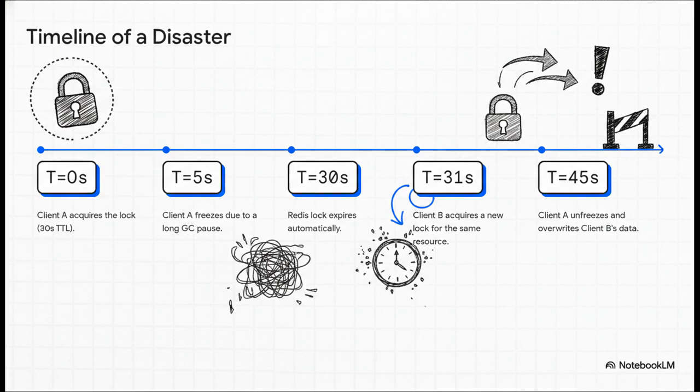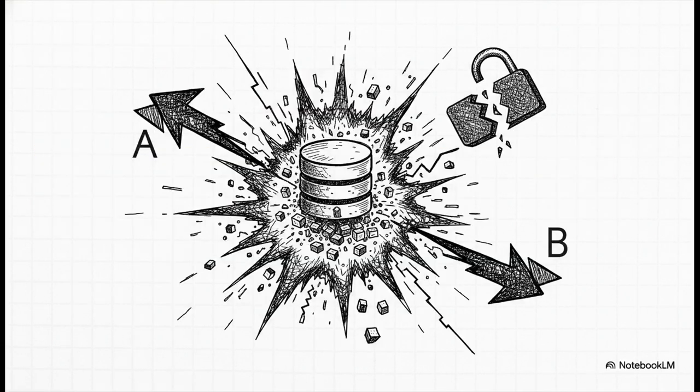But then, at 45 seconds, client A wakes up. It has no idea that 40 seconds have passed in the real world. As far as it's concerned, it still holds the lock, and it proceeds to write its own changes to the database. And boom, that's data corruption. The crucial point here is that our lock completely failed. Client A, the zombie process, had no idea its lock had expired. It woke up and just overwrote the valid work done by client B, leaving the database in this inconsistent, corrupted state. The very thing we built the lock to prevent has just happened.